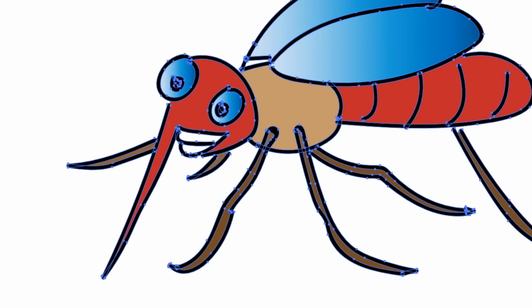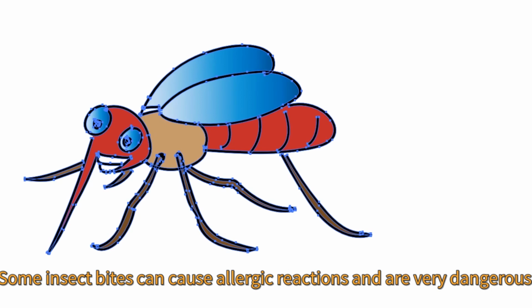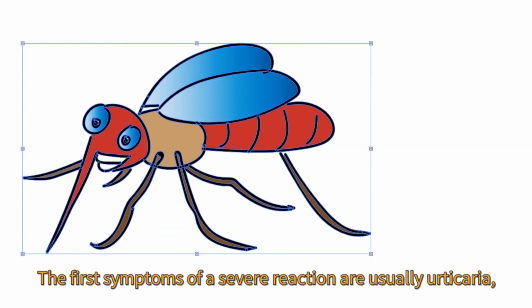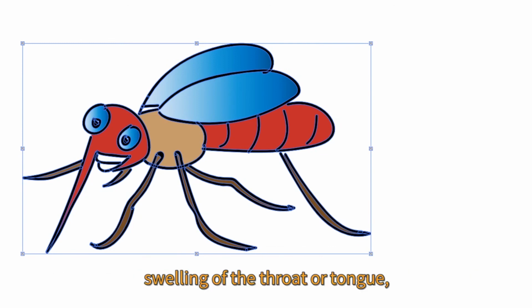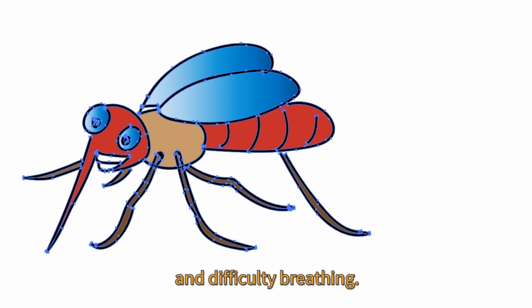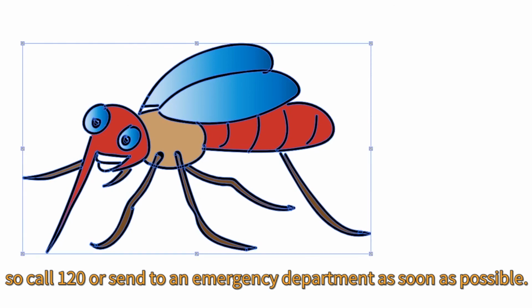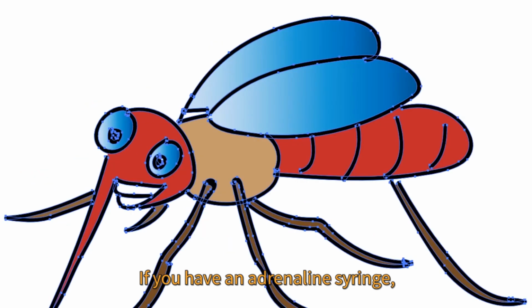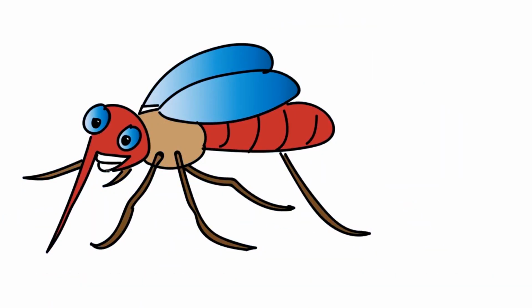5. Treat shock. Some insect bites can cause allergic reactions and are very dangerous. The first symptoms of a severe reaction are usually urticaria, rash, swelling of the throat or tongue, and difficulty breathing. This is a medical emergency, so call 120 or send to an emergency department as soon as possible. If you have an adrenaline syringe, you can use it because anaphylactic shock is life-threatening.